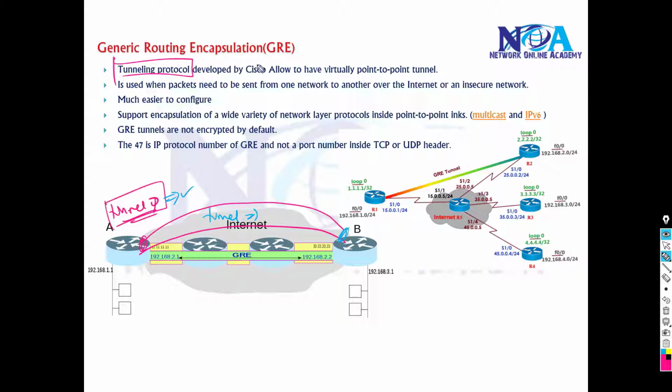It's a tunneling protocol developed by Cisco where we create a logical tunnel interface between the two endpoints, and that tunnel is virtually a point-to-point tunnel. GRE is just point-to-point, which means if you have one more site, you need to create a separate tunnel for that site. That is a limitation, because the number of tunnels you have to create depends upon the number of sites.